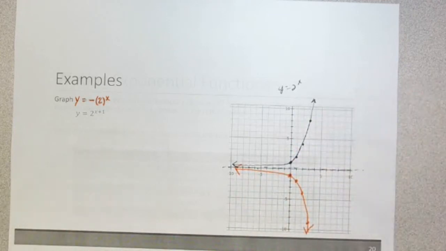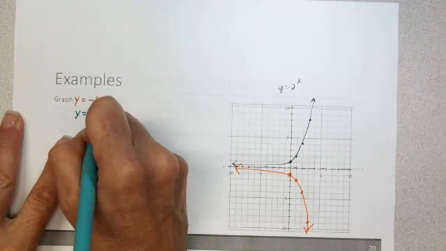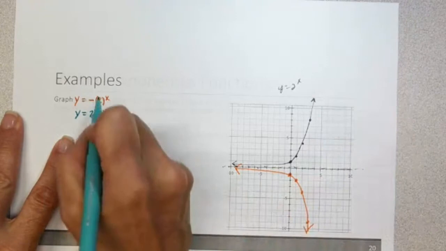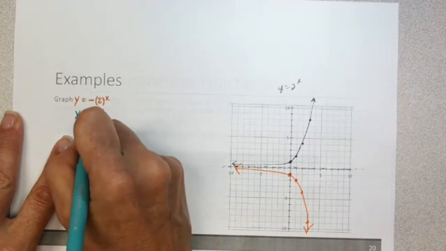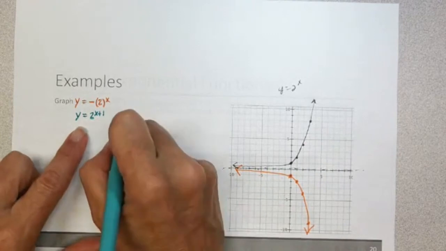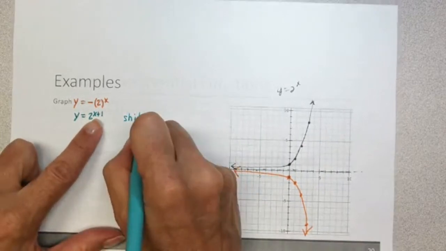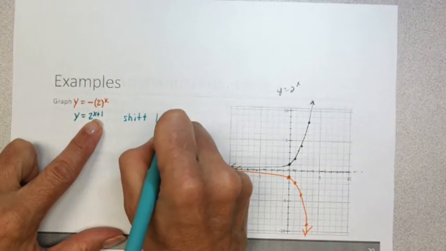Okay. How about y equals 2 to the x plus 1? Here, we're starting with that same parent, the black graph y equals 2 to the x, but we're adding 1 up there with the x, right? That means we're going to do what? We're shifting, right? Which way are we shifting? We're shifting left 1 unit.